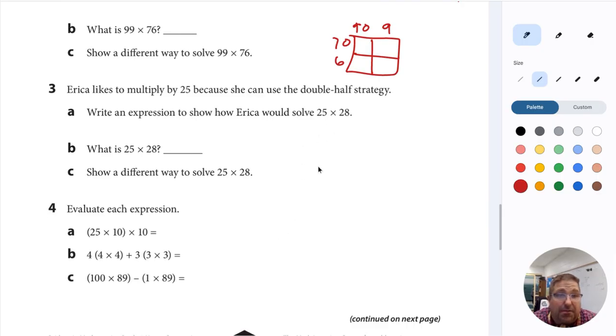Now she likes using the double and half strategy. Now remember, if we're doing this by 25, I can double 25 to get 50. Half of 28 is 14. I could double 50 to get 100. And then half of 14 would be 7, right? So it looks like we could solve it that way, okay?